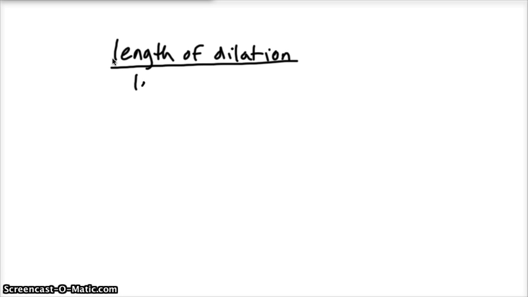So here what we have to do is the length of dilation, the new figure, the one that we want, divided by the length of the original. So our dilation is the big one, so we're looking at the big eagle. We have to find the length, so we're going to do 9 minus 3. Now the length of the original, we've got to do 3 minus 1.